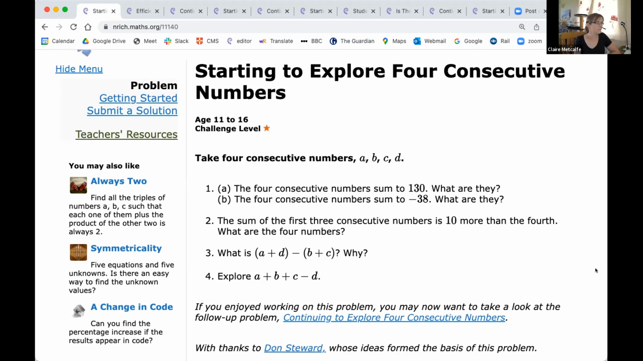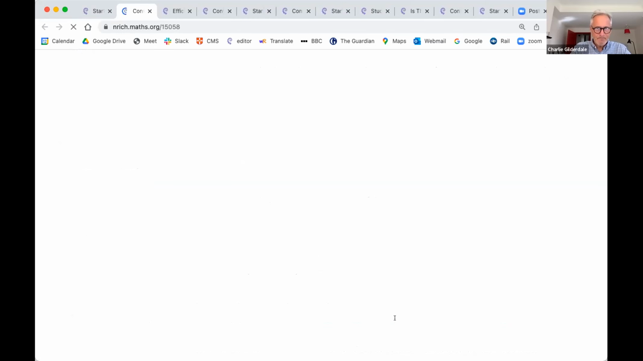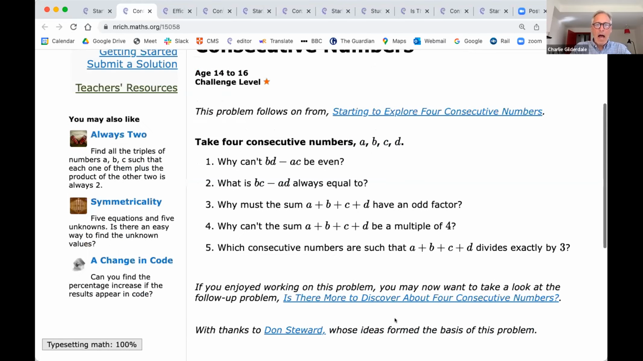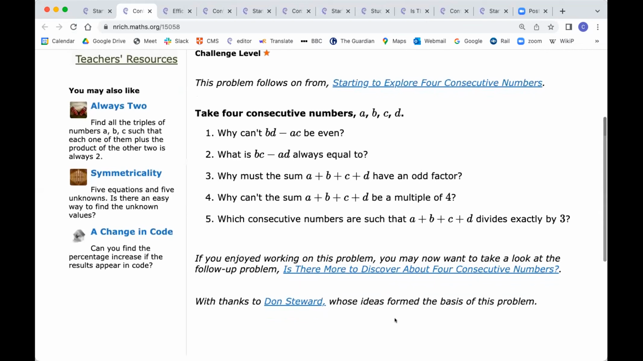Okay, so this is the first problem in a set of 3 problems about exploring 4 consecutive numbers, and the follow-up problem is continuing to explore 4 consecutive numbers. So I'm going to click on that, and I'm going to suggest we skip questions 1 and 2, and I'm going to ask you all to choose 4 consecutive numbers, add them up, and in the chat, tell me what your total is.